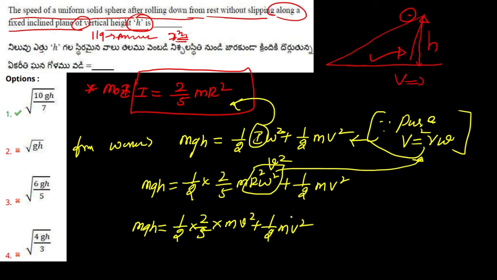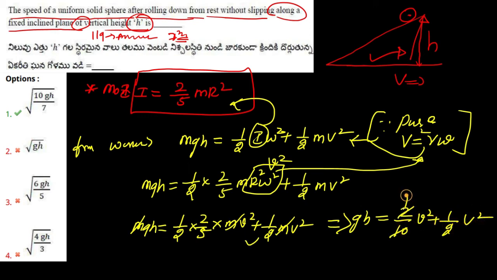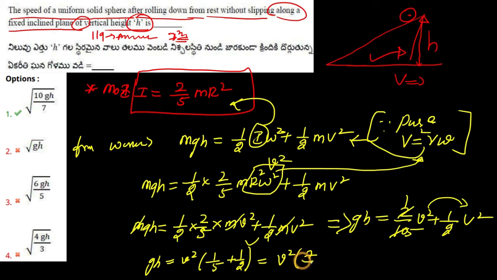v square. If I cancel out m on both sides, the remaining term will be gh is equal to 2 upon 10 v square plus half v square. So if I cancel this out, the remaining will be 1 by 5. So if I take v square common in both, gh will be equal to v square times 1 by 5 plus 1 by 2. So it will be v square times 7 upon 10.